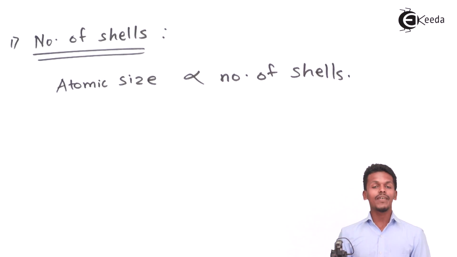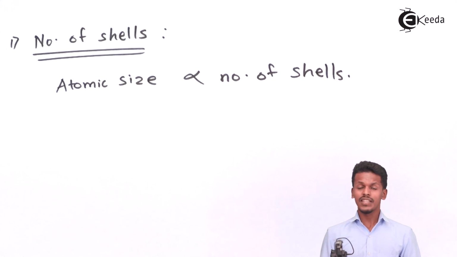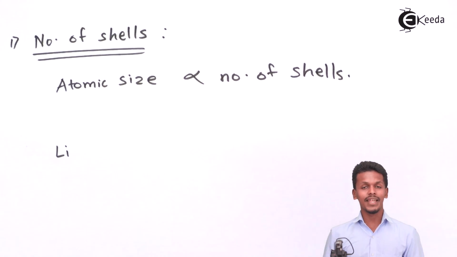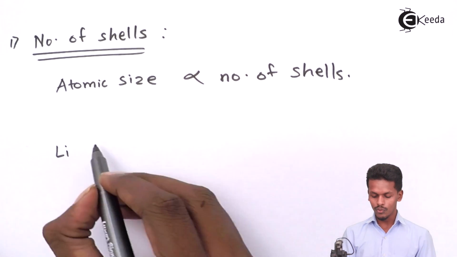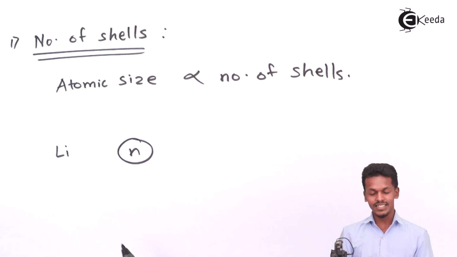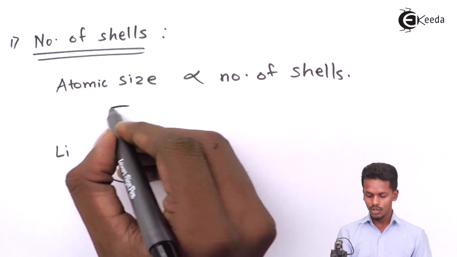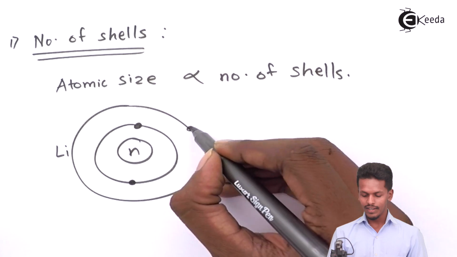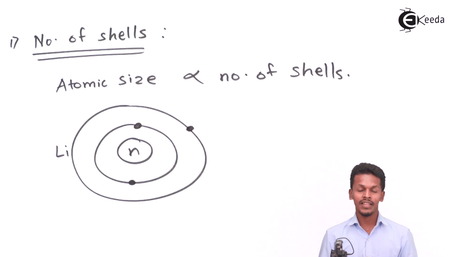How? For example, if I talk about the element like lithium. So when it comes to lithium, then lithium has basically two shells in its atom. So therefore, I could write lithium as a nucleus with two electrons located in the first shell, while this is the third electron.